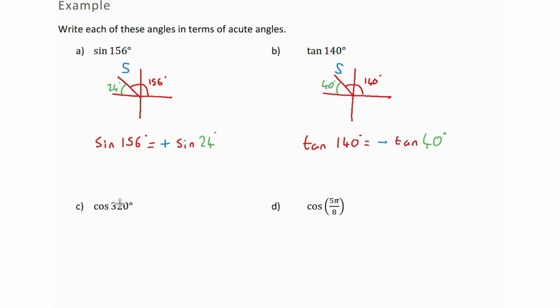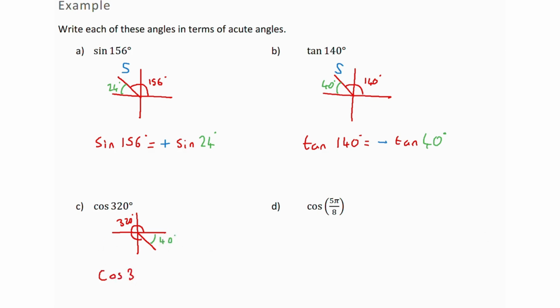Cos of 320 degrees. So again, we start by thinking about where this is in our quadrants. 320 is going to be down here, where this angle is 320 degrees. That means the acute angle to the x-axis, we need to get up to 360, is going to be 40 degrees.